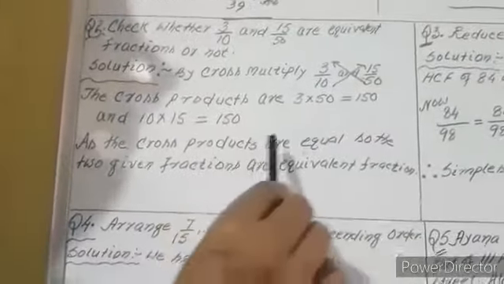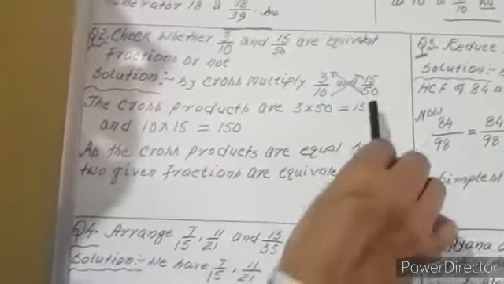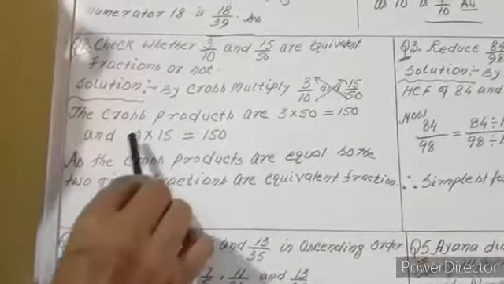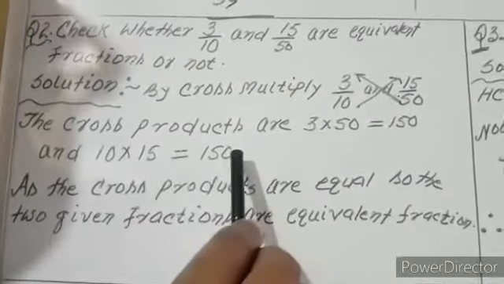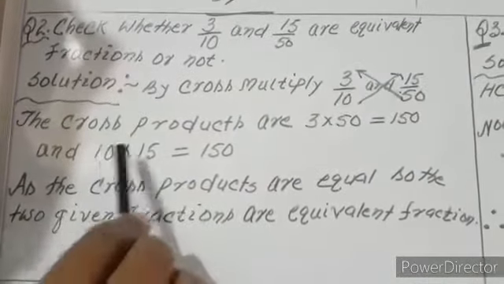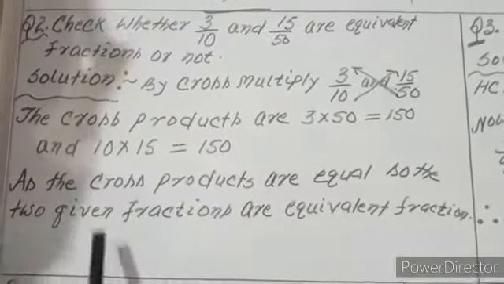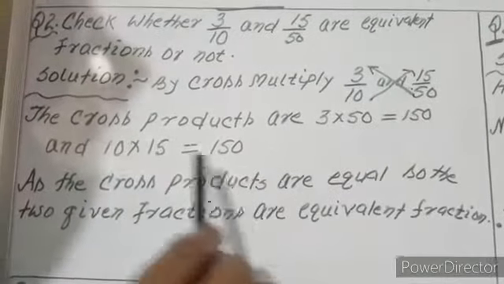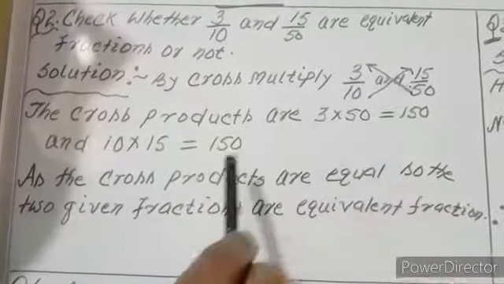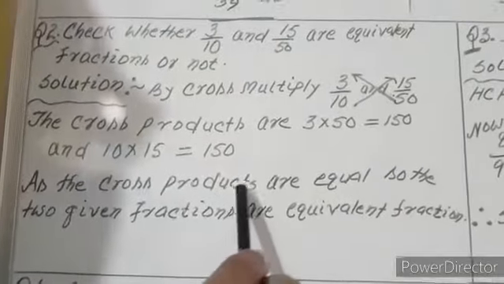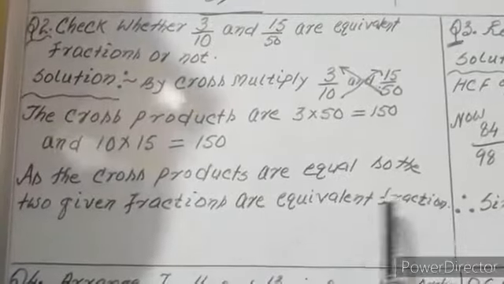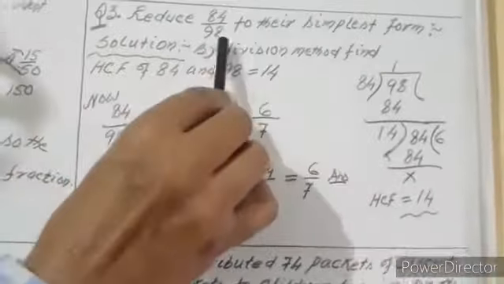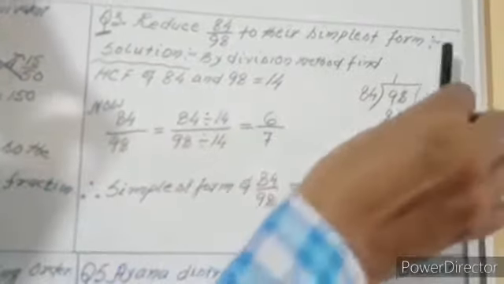As the cross products are equal, you see here 150 we got after multiplying 3 into 50, and 10 into 15 also gives 150. So as the cross products are equal, the given fractions are equivalent fractions. Now moving on to another: reduce 84 upon 98 to its simplest form.